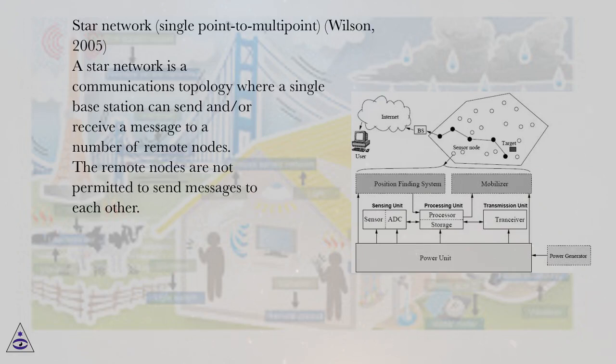Star Network, Single Point-to-Multipoint, Wilson, 2005. A star network is a communications topology where a single base station can send and/or receive a message to a number of remote nodes. The remote nodes are not permitted to send messages to each other.